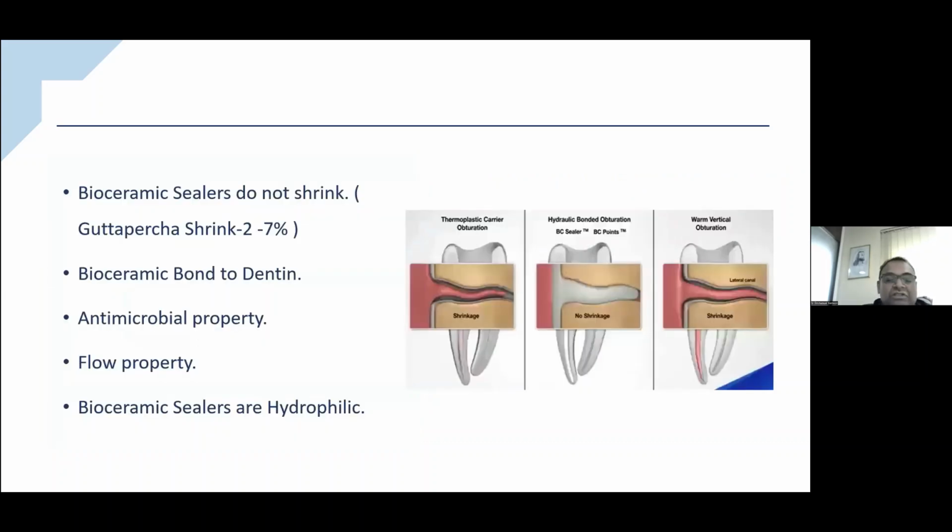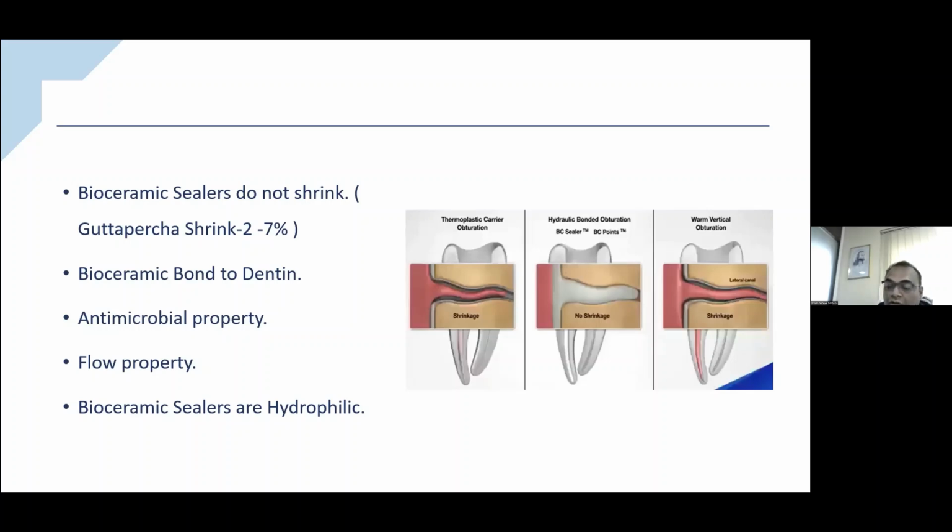So what are you going to achieve from this hydraulic condensation? The bioceramic sealers do not shrink. There is a shrinkage of gutta percha, that is 2 to 7%. The bioceramic sealers are going to bond to the dentine. They have antimicrobial property, and the flow property of the sealer can be used. Bioceramic sealers are hydrophilic. The dentinal tubules we have are moist, hydrophilic, so bonding will be better.